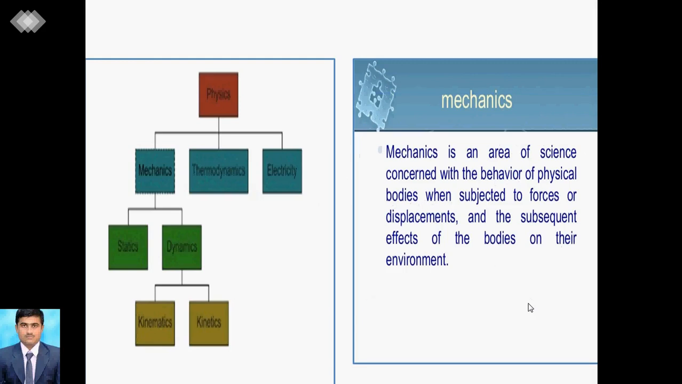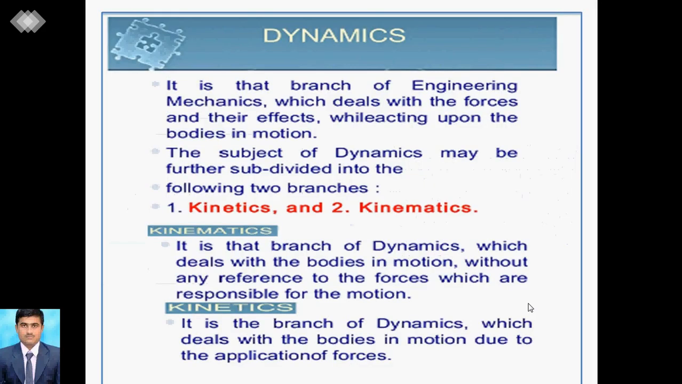Dynamics has two branches, that is kinematics and kinetics. In kinematics, the forces are not considered, but the body is in motion. In kinetics, the body is in motion as well as the forces being considered. The next slide indicates dynamics. It is the branch of engineering which deals with forces and their effects while acting upon bodies in motion. Here we have two branches, kinetics and kinematics.